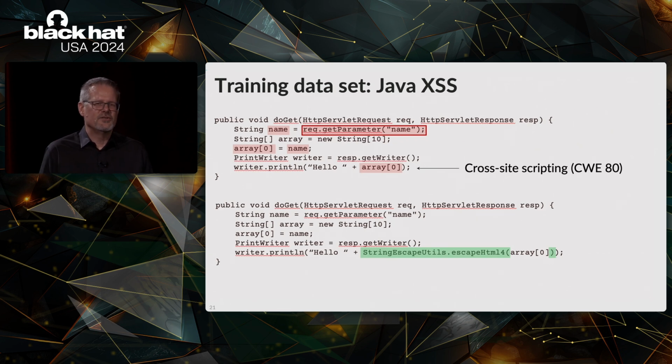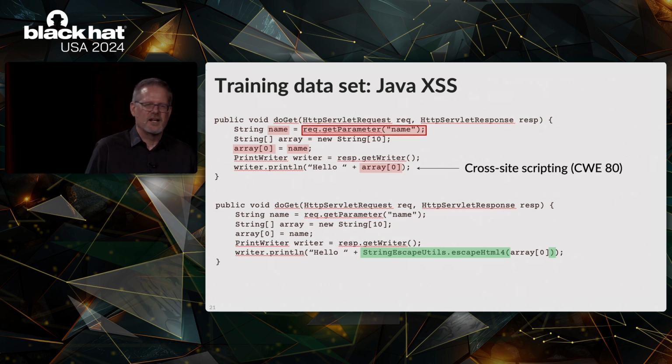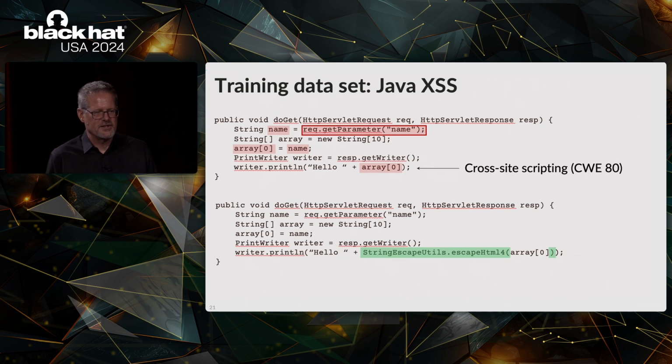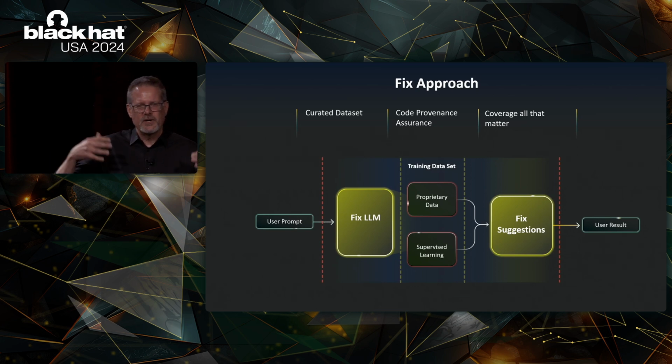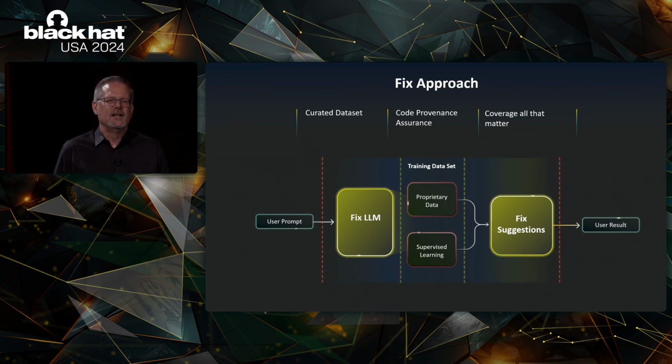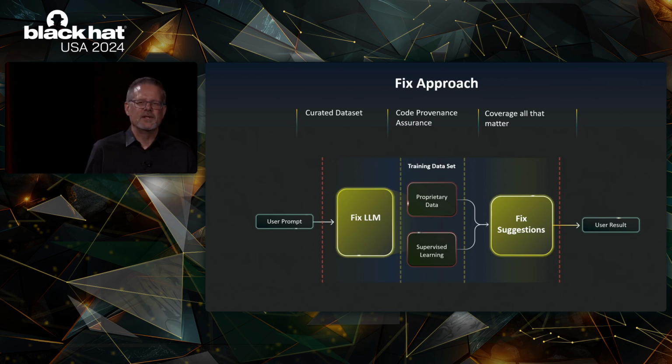I think the only way to truly fix this, especially with the increased vulnerability velocity, is automated fixing. And I think that is a big part of the future of application security. So what we've done is we've created a curated data set. We know where the code came from. We wrote it, right? So you're not going to get any IP infringement. And we're covering all the languages and all the vulnerabilities that matter.